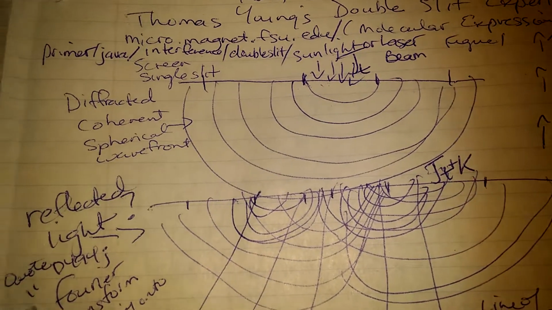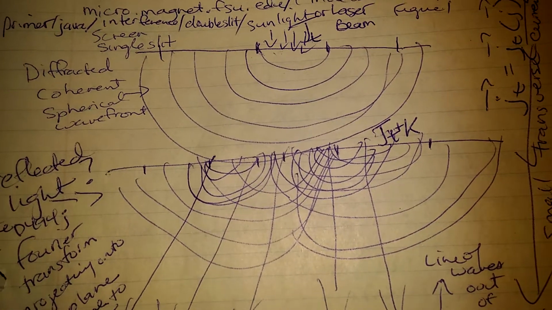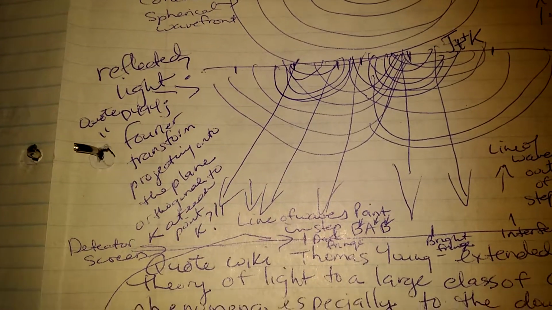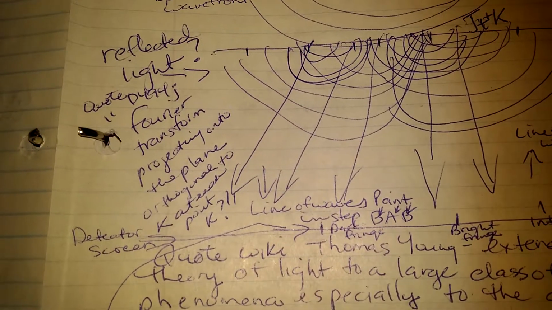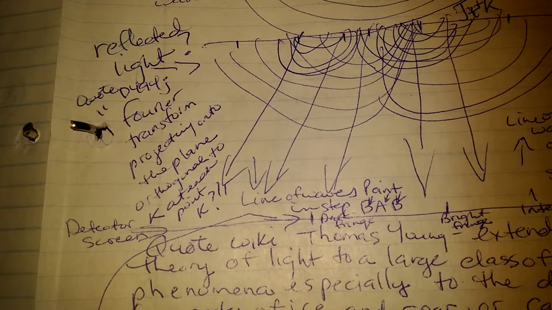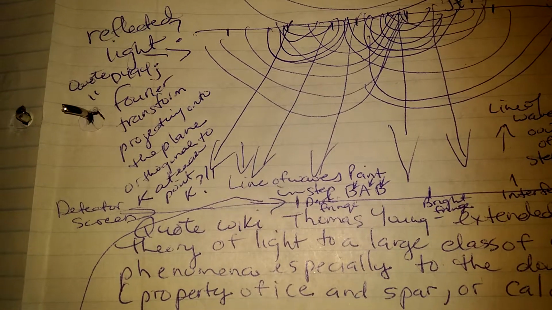the two slits, and it shows the diffraction of the coherent spherical wavefront. That's how the laser beam will diffract through those slits. Then it shows extra slits and how it diffracts even more. So it's reflected light, quote, Fourier transform projecting onto the plane orthogonal to K at each point K.